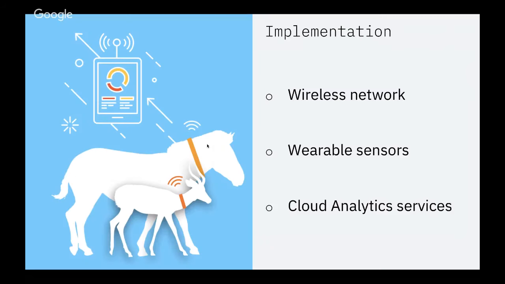So for the implementation, we will need at least the following deliverables. We will need a wireless network over which we can send sensor data. We'll need some wearable sensors, and we will need servers to process and persist the data. And the server can also create predictive analytic models.